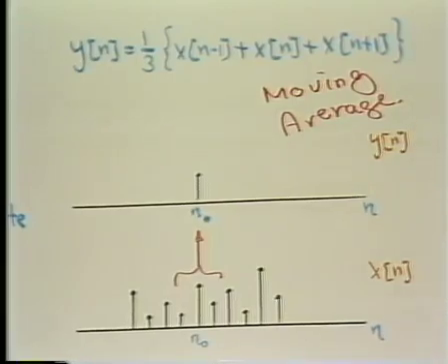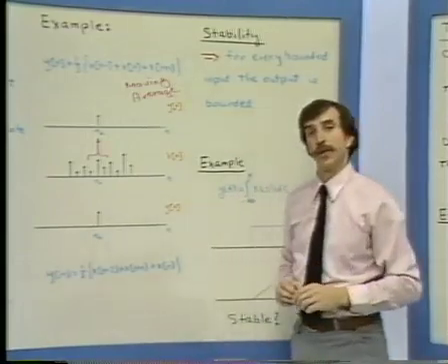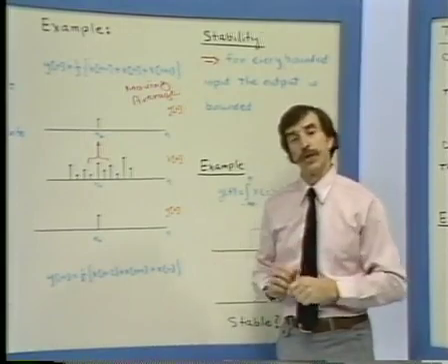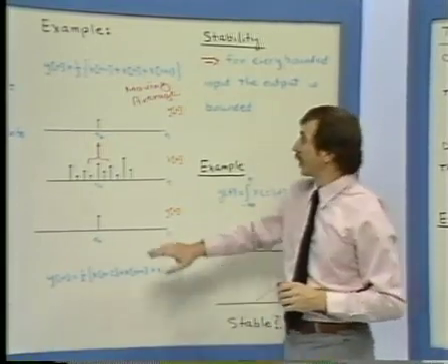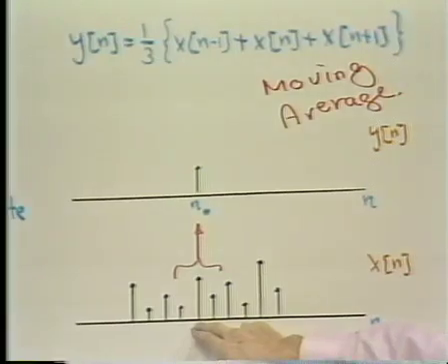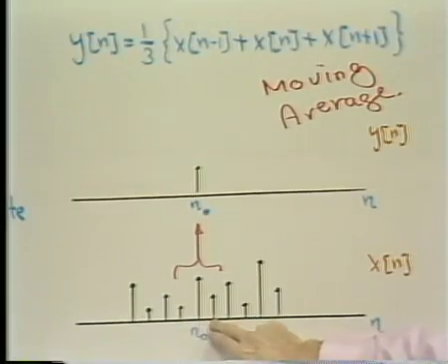Well, is the system causal? One way to answer that is to determine whether the output at any given time depends on future values of the input. And clearly, if you look at this, what you see is that the output at time n0 depends both on past values and on future values.